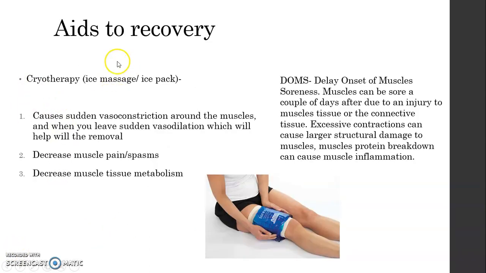There are some ways to help recovery. One is through cryotherapy. This is, for example, an ice massage or an ice pack. This will cause sudden vasoconstriction of arteries in the muscles. However, once the ice pack or ice massage is removed, it will then cause sudden vasodilation, which will increase the blood flow and help with the removal of many different components such as lactate or carbon dioxide. It will also help decrease muscle pain or muscle spasms, and it will help the muscle tissue metabolize.